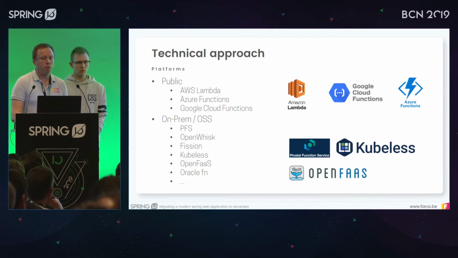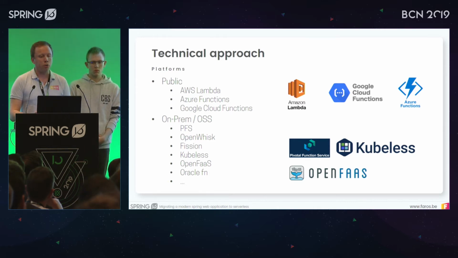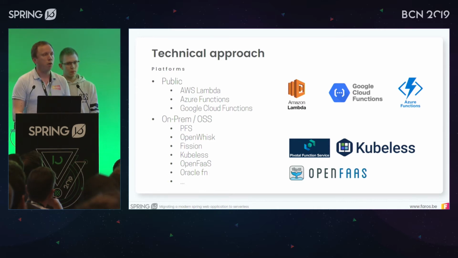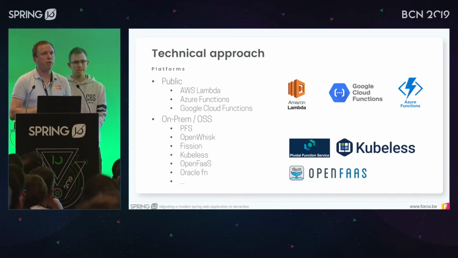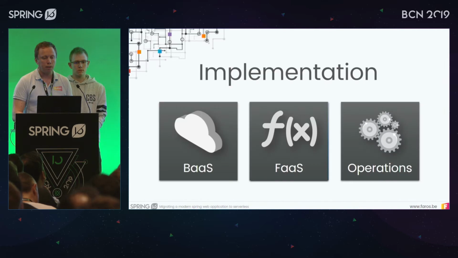And then just very briefly, we also chose the AWS platform. As you can see, there are a lot of other possibilities. A lot of the on-premise possibilities focus on Kubernetes and Knative technologies, but we chose a public cloud, in this case, AWS.